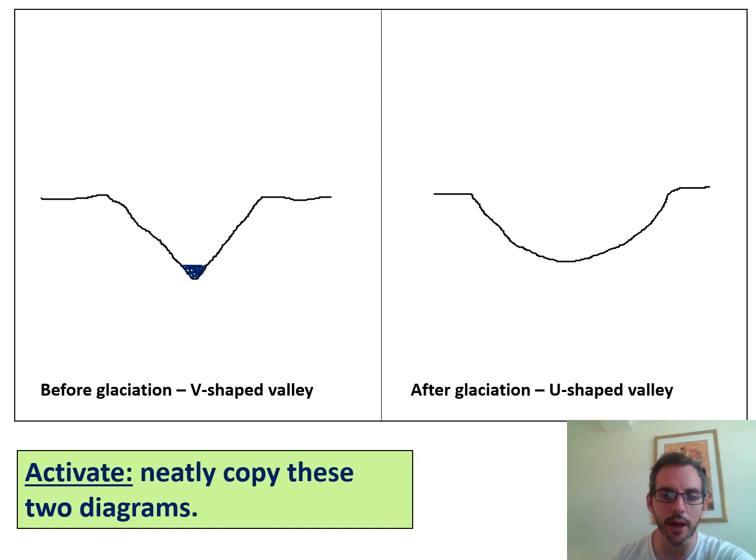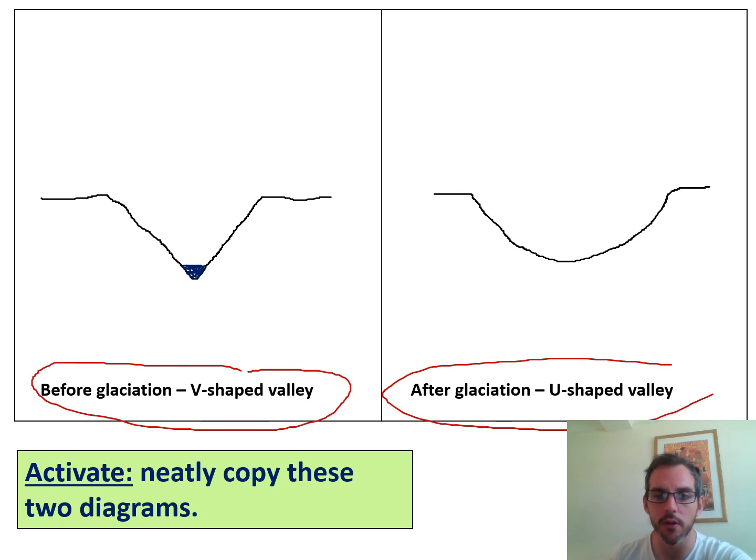Then along comes the glacier, and it erodes the edges, and you end up with a U shape. In the next lesson, we're going to come on to upland landscapes, and we're going to look in a bit more detail at exactly how U-shaped valleys are formed and the landforms that you find there. So just pause the video and neatly copy those, include the text there.